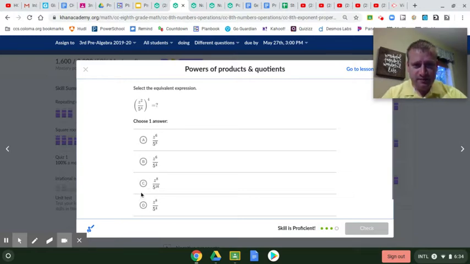There's 2 of them. Need to make sure I apply the exponent to both the numerator and denominator. D would be wrong because 5 to the 4th to the 4th power would end up being 4 times 4, 16, not 4.